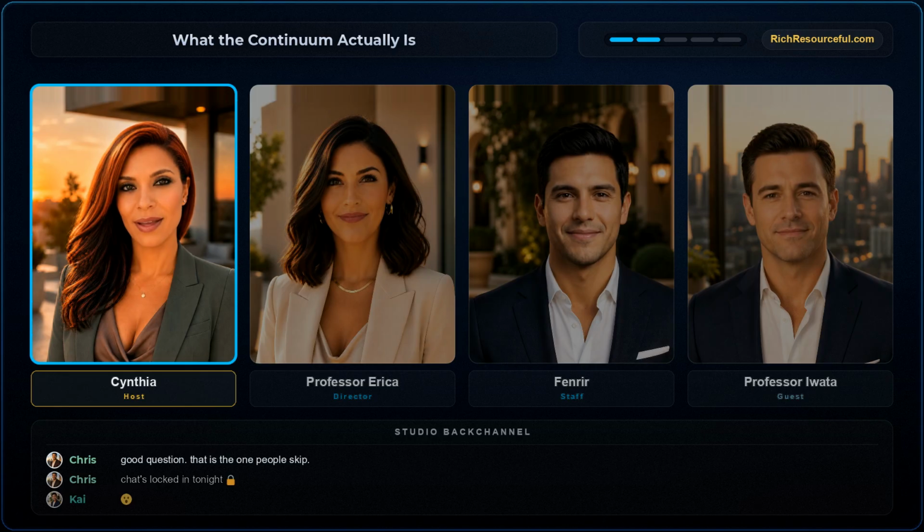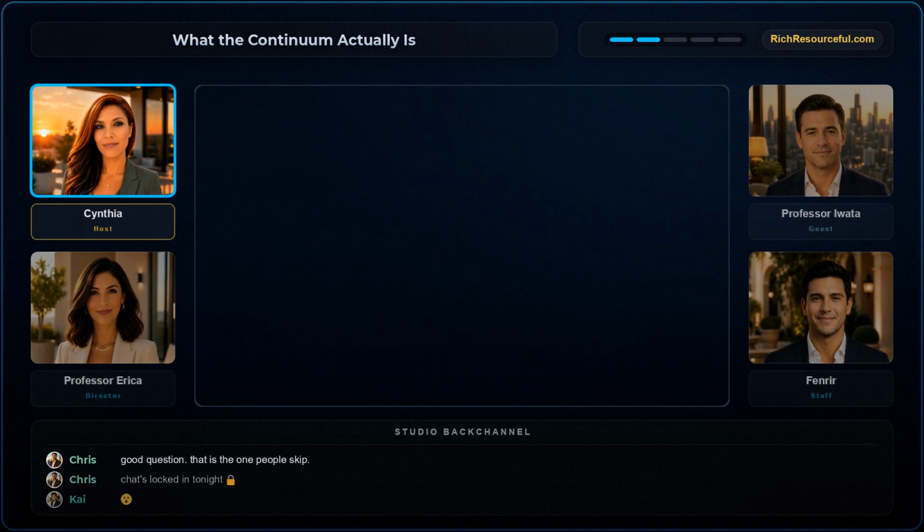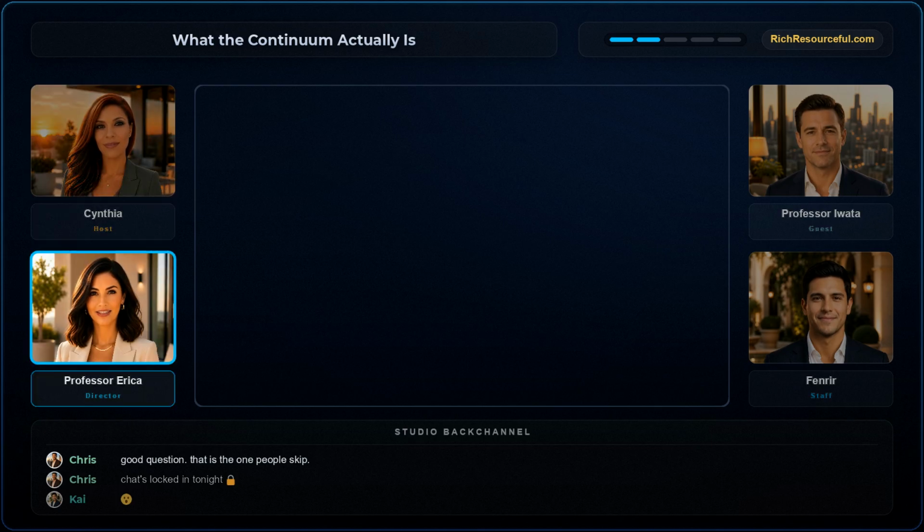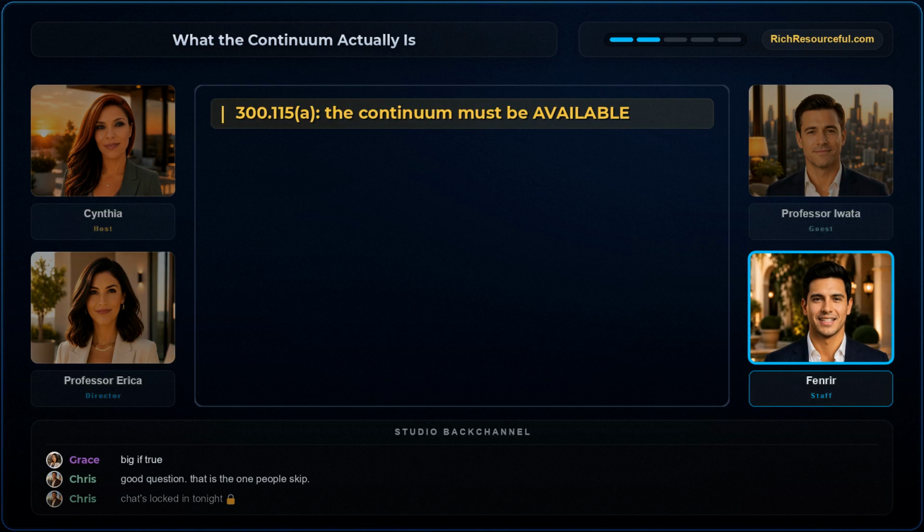Different animal for a minute, the list itself. Professor Iwata is at the desk to help us with this one. 300.115 doesn't say a district considers a continuum. It says one has to be available. Available, I mean actually in existence, not sketched on a plan filed in August. Okay, available, meaning they already have them, not that somebody goes looking in March.